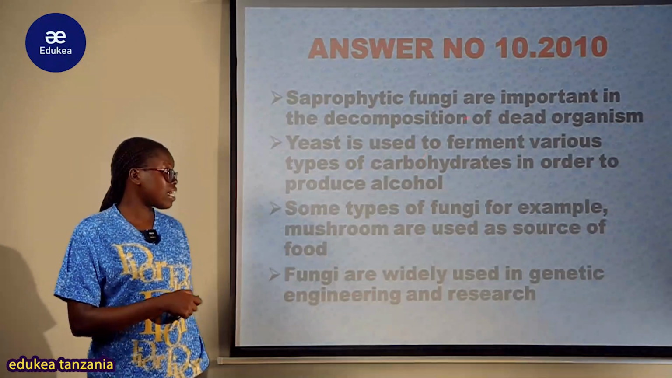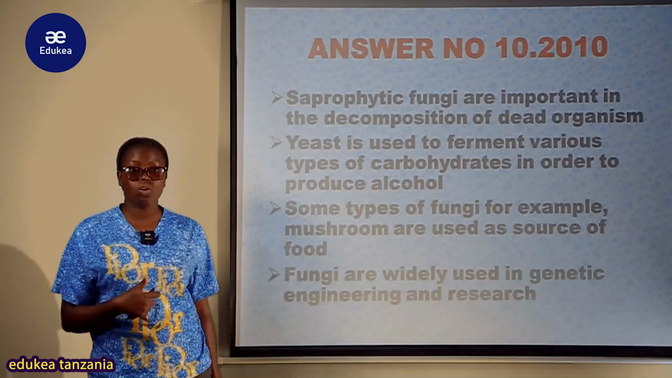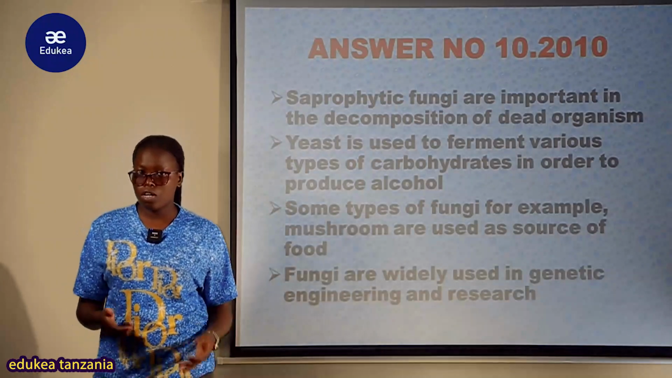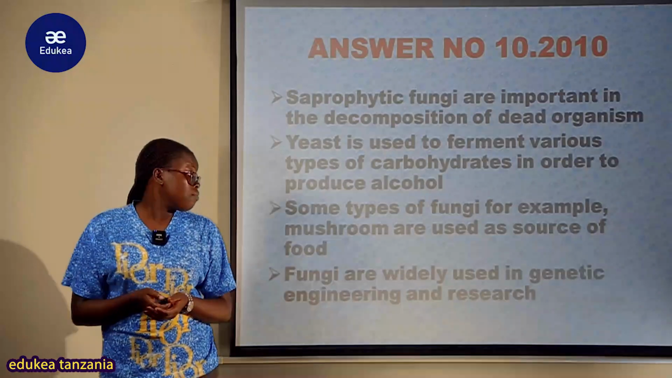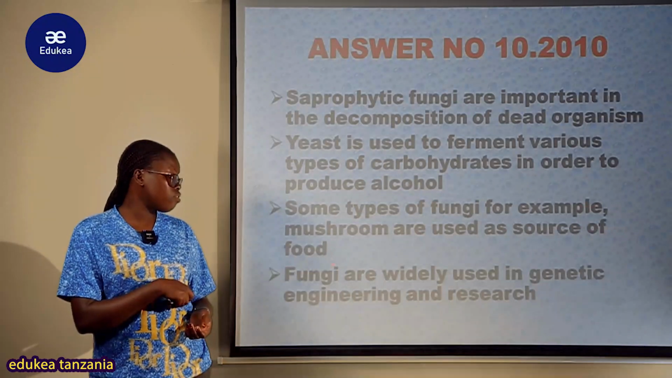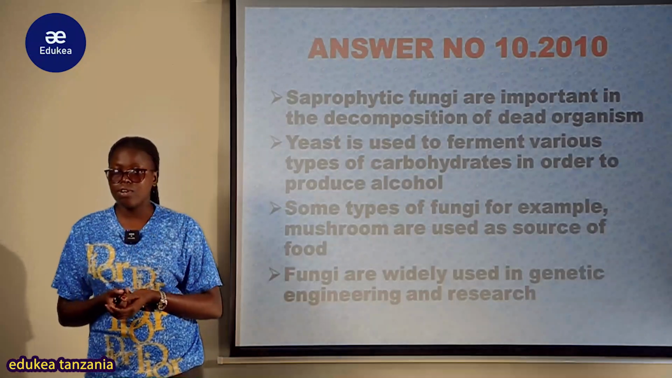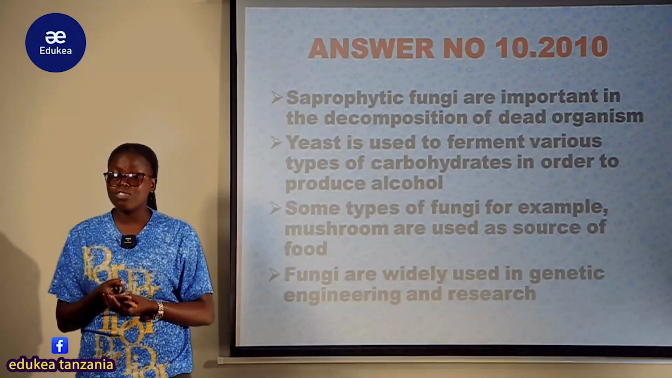Kwa hiyo hapa yeast anasaidia katika fermentation of various type of carbohydrate in order to produce alcohol. So alcohol inatumika kama kinywaji, kama stimulant kwa watu. Vile vile some types of fungi, for example mushroom, are used as a source of food. We have agaricus, so unaangalia mushroom, uyoga is a source of food, na ni rich source of protein.